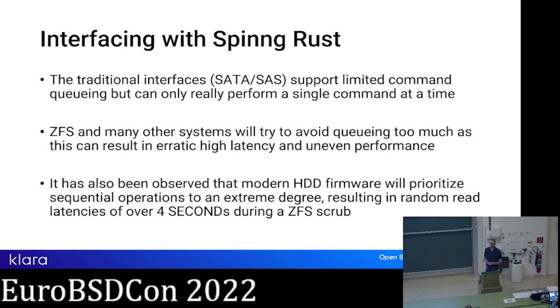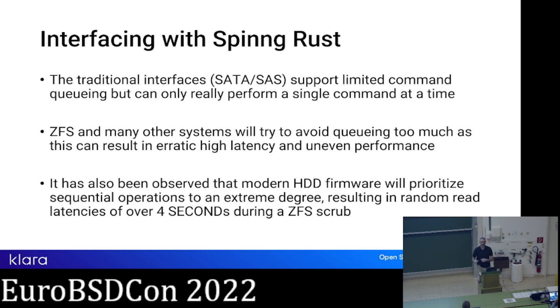One of the other things that's changed is that in your traditional interfaces like SATA and SAS, you basically can only do one single operation at a time. They have queuing, so you can queue up some commands and the firmware can sort them and decide what order to do them in. But generally, the head can only be seeked to one spot on the hard drive at a time. We'll talk about the dual actuator drives some other day.